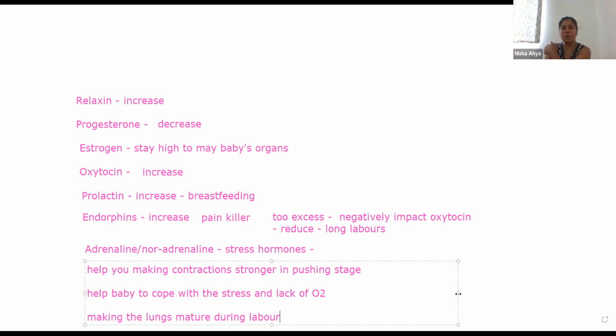Okay, understand that whatever hormones the mother is releasing, the baby is also releasing all the hormones. Baby is also releasing oxytocin, but baby is also releasing prolactin, because baby needs milk. So baby also releases prolactin, and that is also the signal to the mother to increase the prolactin hormone to prepare for the breastfeeding.